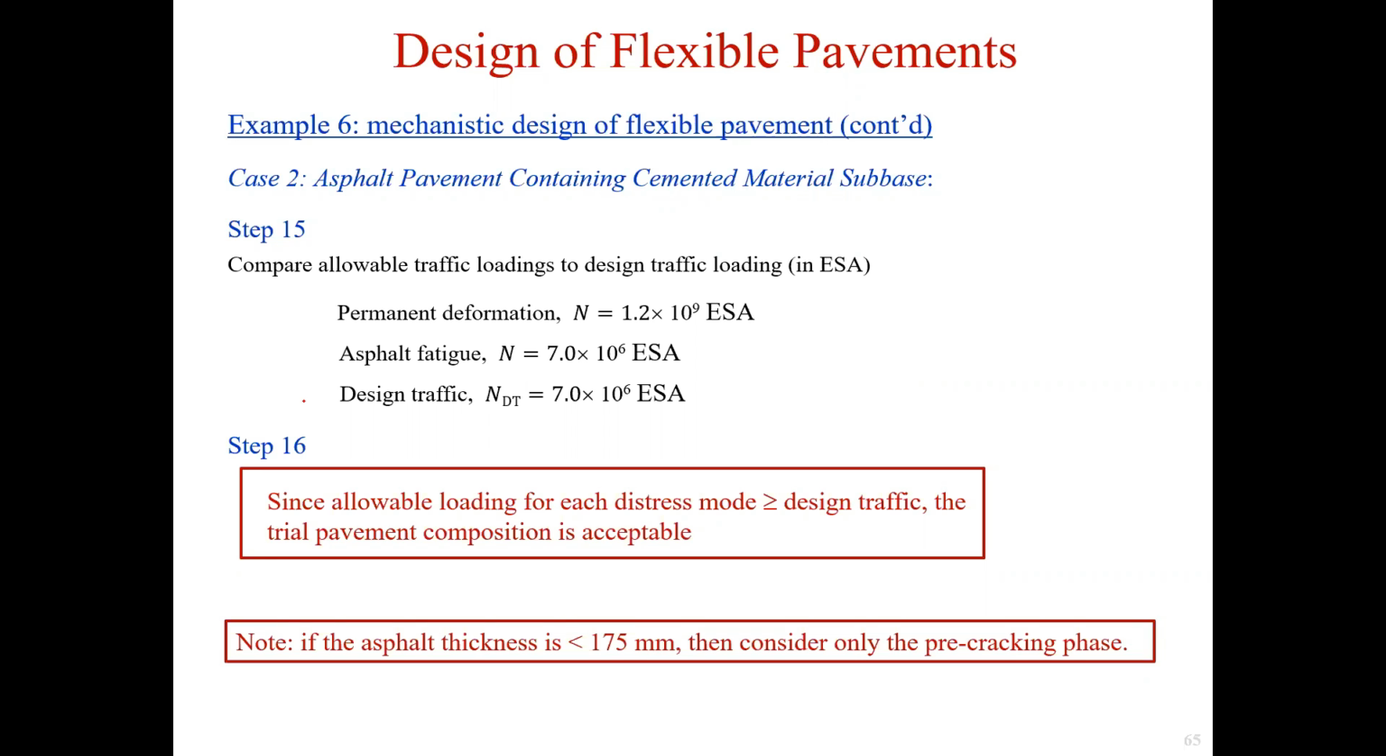For this case, the asphalt thickness is 175 millimeter, so we calculated the values for the pre-cracking and post-cracking stages. In another case, if the asphalt thickness is less than 175 millimeter, then we only need to consider the pre-cracking phase, make the comparison, and draw the conclusion.